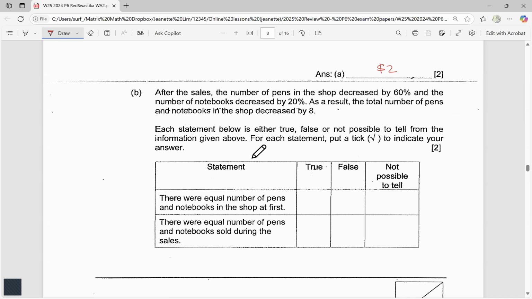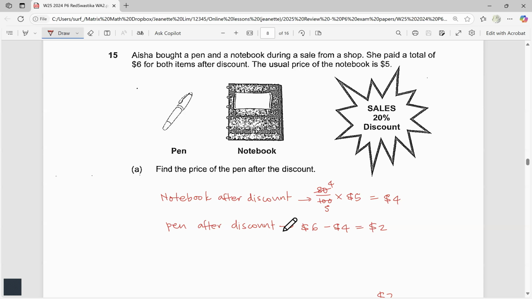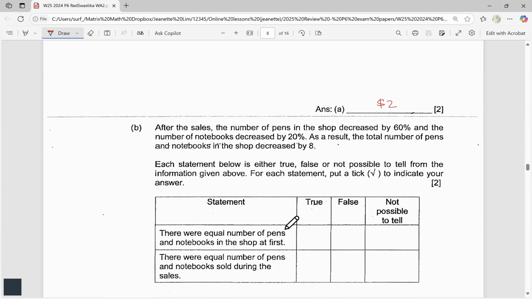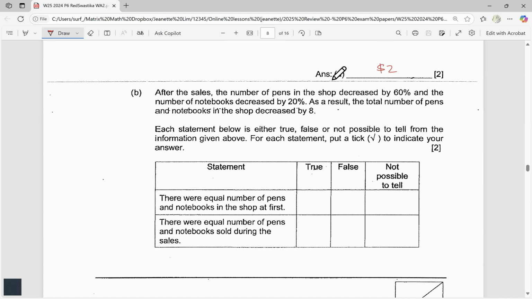there were an equal number of pens and notebooks in the shop at first. It's not related to part A. Yeah, you need to refer to part A. Okay. So pens decreased by 60%, notebooks decreased by 20%. So as a result, the total number decreased by 8. Okay. So firstly, we'll find: equal number of pens and notebooks in the shop at first.